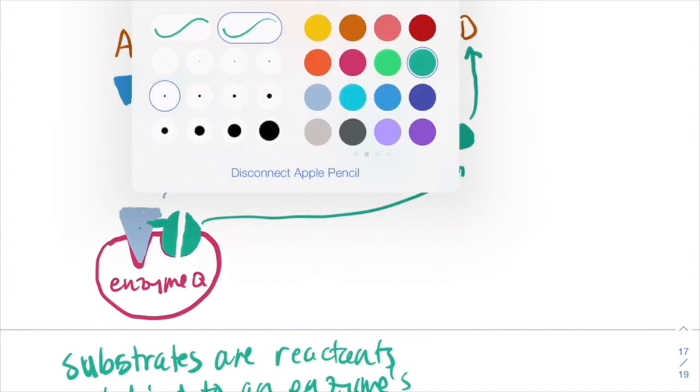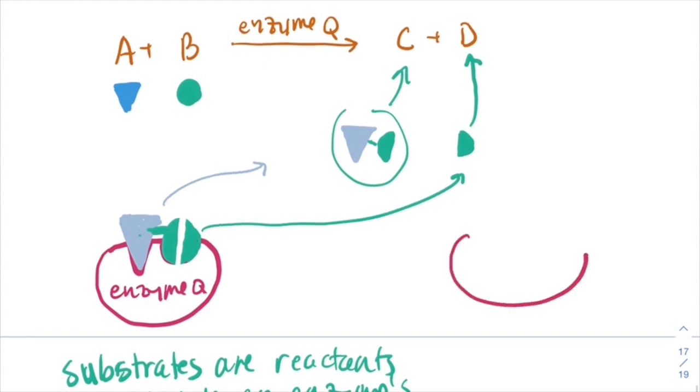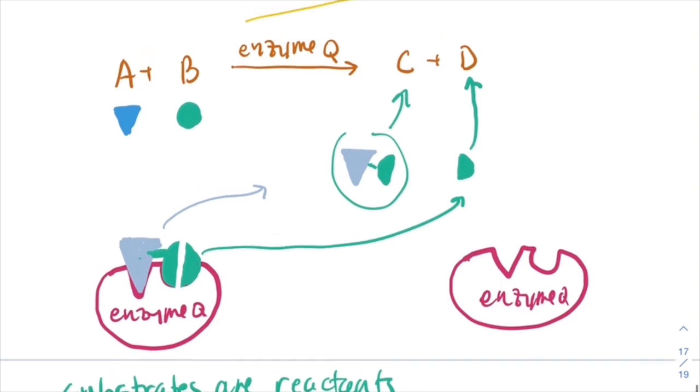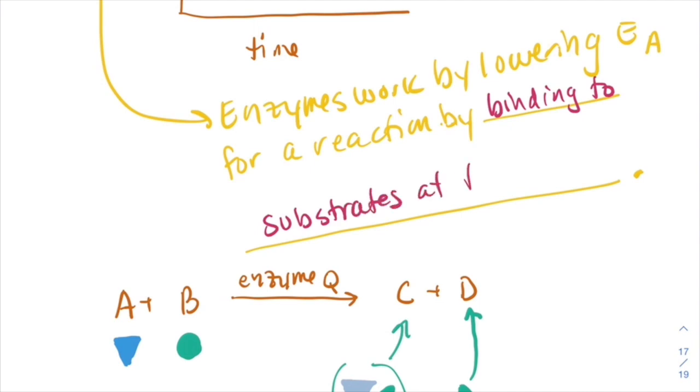But once that enzyme spits those back out, now the products have been formed. Can you see that the enzyme is going to go back to looking like this? There's our enzyme Q. It looks the same at the end of this as it did at the beginning. So how do enzymes work? Well, they lower the energy of activation, but how do they do that? Enzymes work by lowering the energy of activation for a reaction by binding to substrates at their active site.